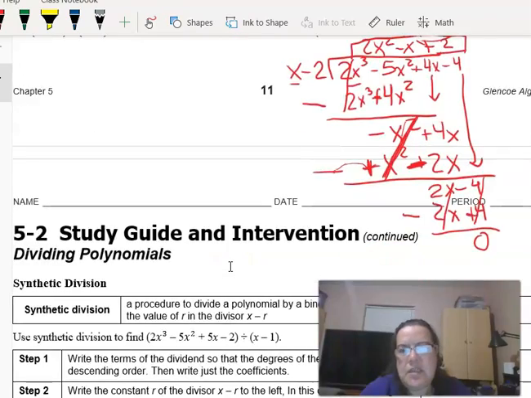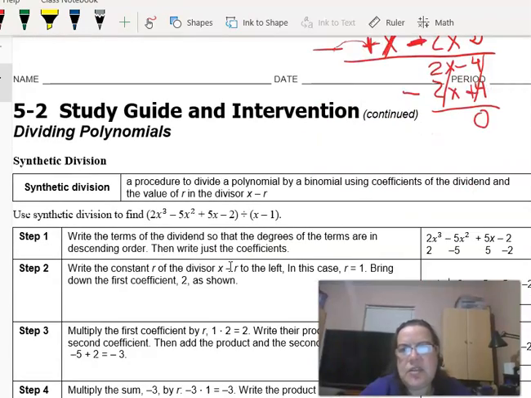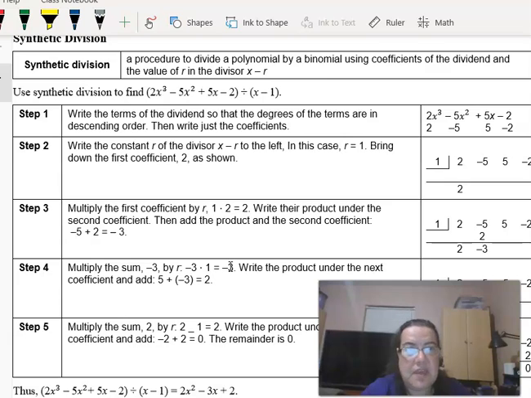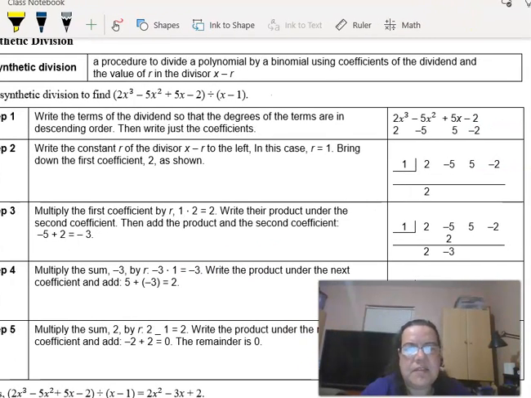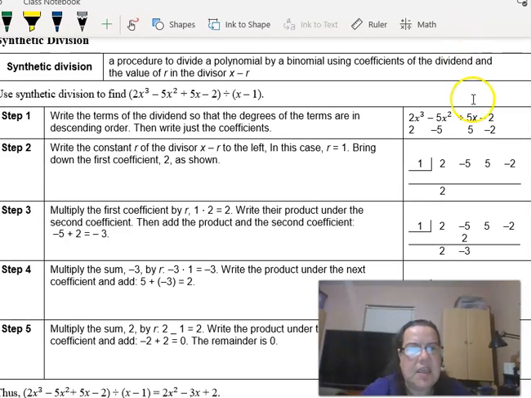All right, so let's continue and see. The next section is a study guided intervention showing you synthetic division. And here's yet one more example of the synthetic division and the steps you need to take. So please make sure and practice this again. Remember, what are the steps? Write down the coefficients. 2, negative 5, plus 5, and negative 2. There they are. Copy this one down.